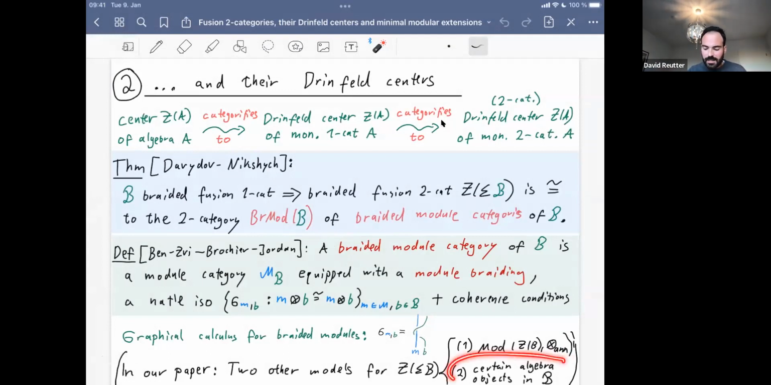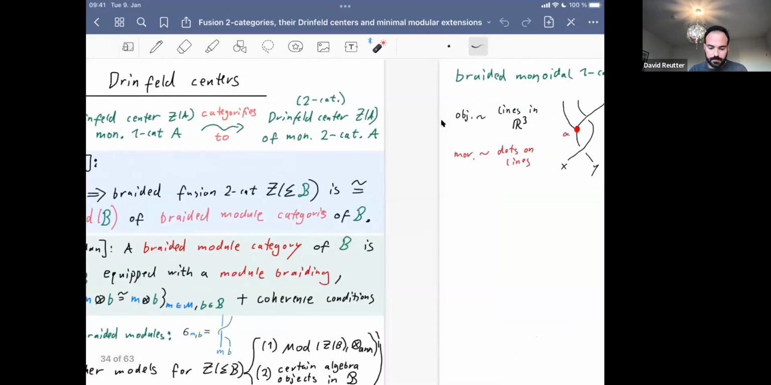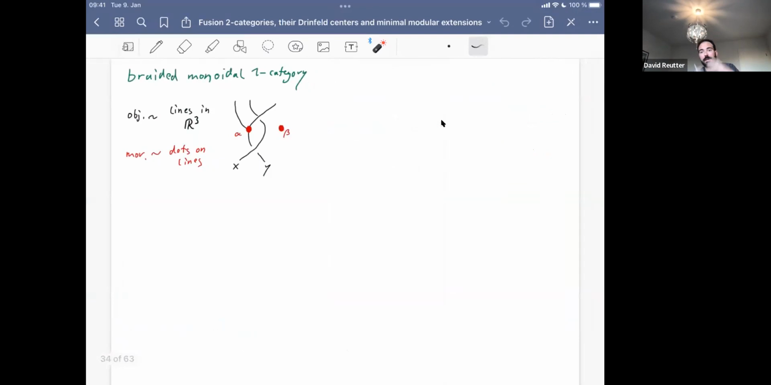And yet another perspective that I quite like is that there is a way to phrase this just in terms of certain algebra objects. So you can look at certain algebra objects in B with some additional structure, and bimodules which preserve this additional structure. And that again gives me a two category, and that is also equivalent to this center. So there's a list of different models for this thing.